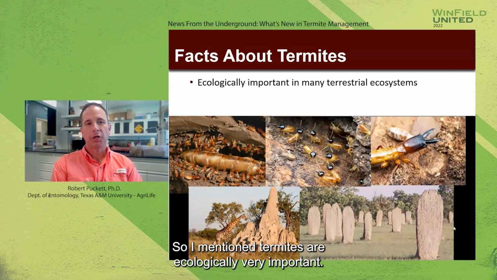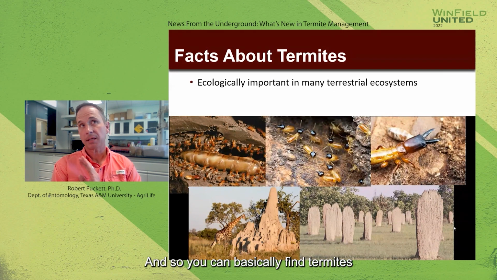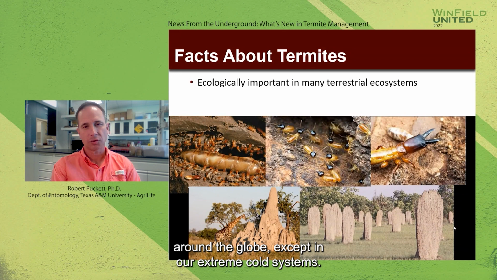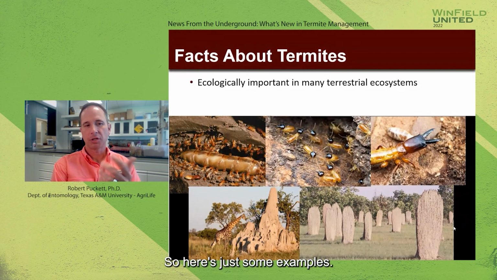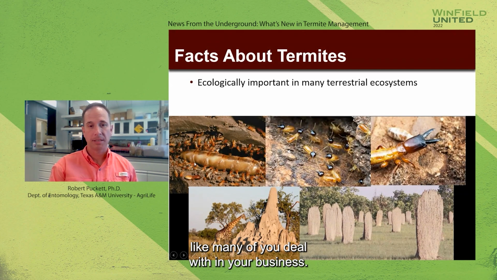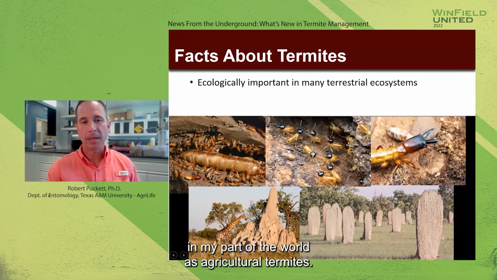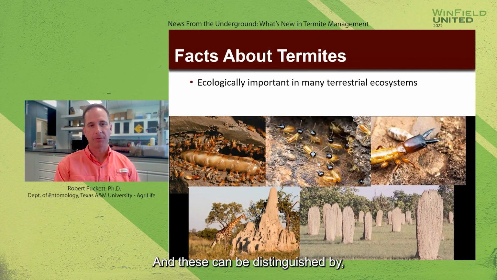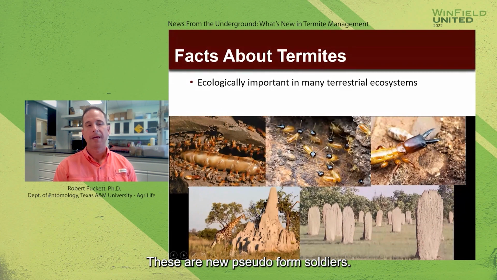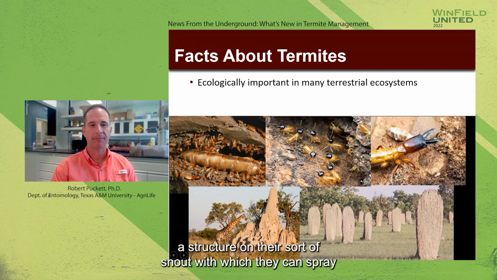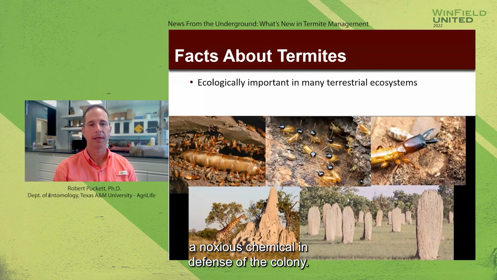So I mentioned termites are ecologically very important. And so you can basically find termites in all terrestrial systems around the globe, except in our extreme cold systems. So here's just some examples. This is a Reticulitermes termite, like many of you deal with in your business. These happen to be, we refer to them in my part of the world as agricultural termites. And these can be distinguished by, these are actually soldiers. These are nasutiform soldiers. And rather than having big, strong mandibles like this dampwood termite soldier, these guys have a structure on their sort of snout with which they can spray a noxious chemical in defense of the colony.